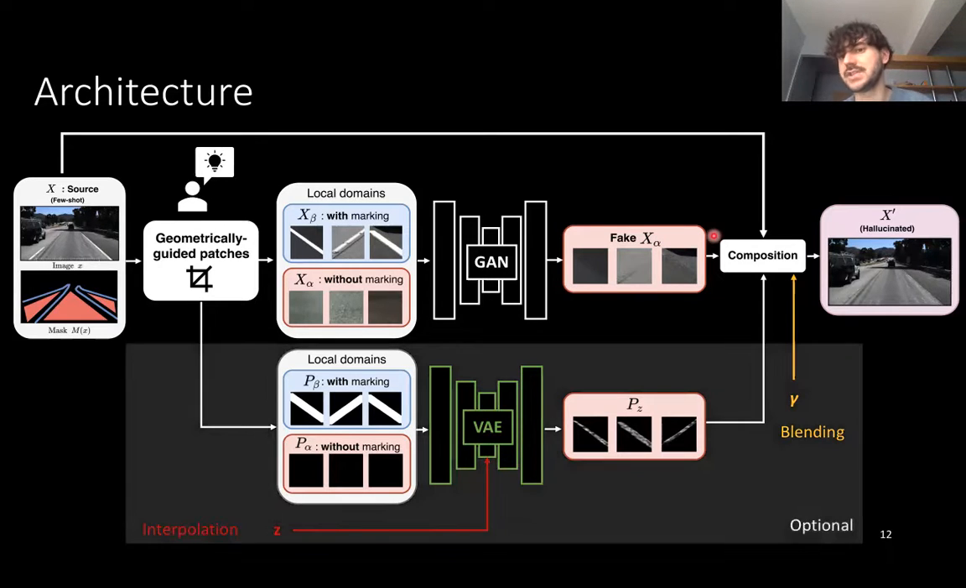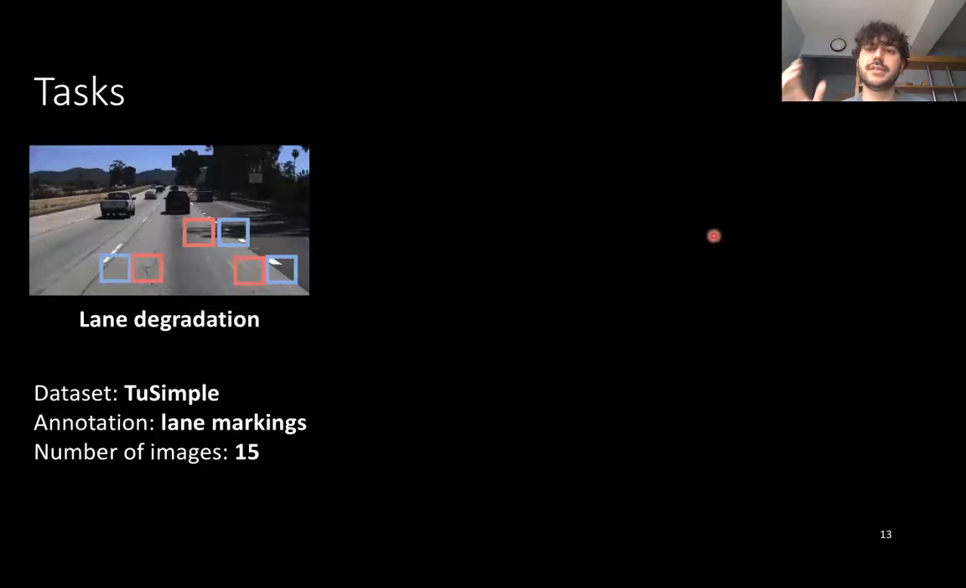I have to say that this pipeline is optional. The pipeline related to the mask interpolation with the variational encoder is not used in all of our experiments. But we propose that as an optional interpolation mechanism, which is based on this kind of mask-based interpolation. Okay, so now I have presented the method, and let's switch to the task that we face in this paper.